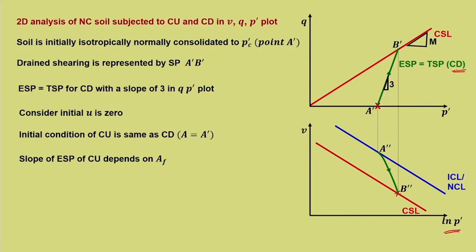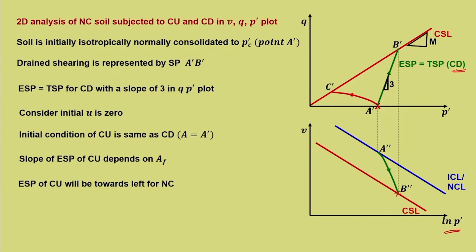And why? Because A is close to 1, it is a positive value. So, ESP of CU will be towards the left for normally consolidated. This is the way in which it moves, and this is C dash. You might be thinking why we have to draw with a lower slope, why not here, why not here. In fact, both these points should match.